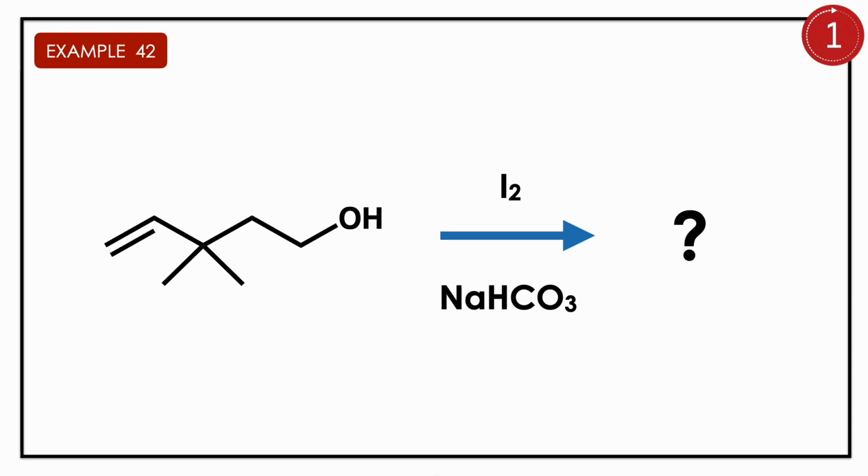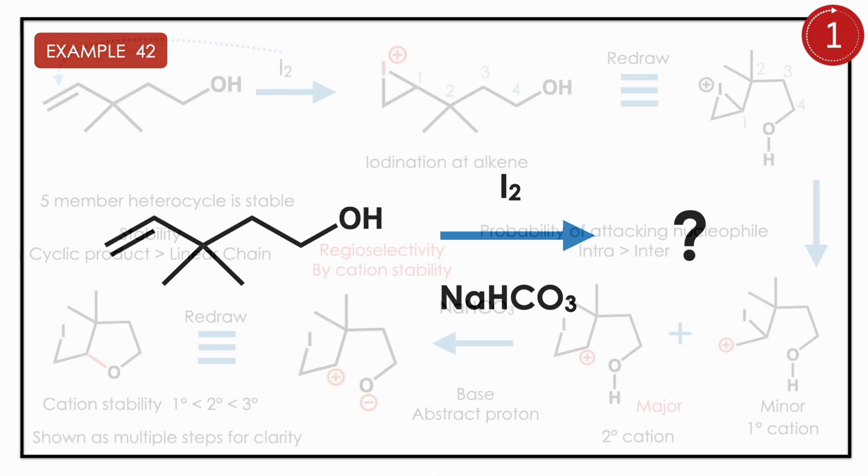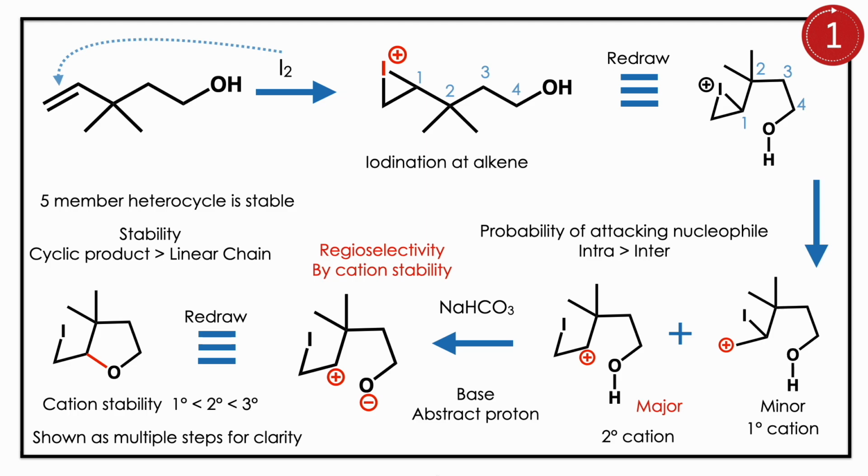Then the next example, you have a linear chain alkene with an alcohol. Two methyl groups are there in the linear chain. You are reacting with iodine and sodium bicarbonate. You should find what will be the final product. Here an alcohol and an alkene are there. You are using iodine, and iodine forms an iodonium ion.